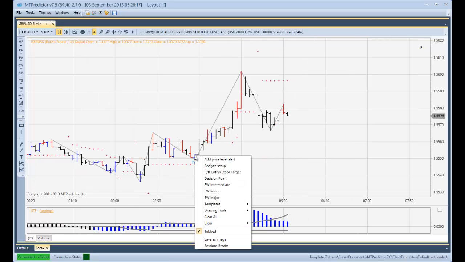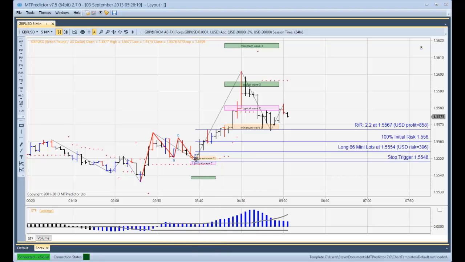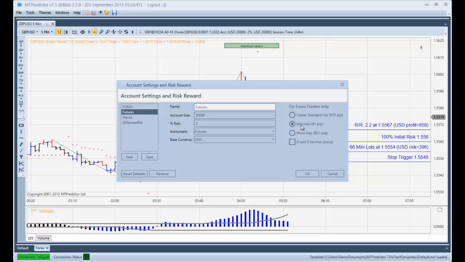So if I right mouse click over the blue buy bar, analyze setup, you can see here's our initial trade information. Remember, we use correct position sizing to vary the number of lots in this case because we're trading Forex, to keep our initial risk small under control. Here I'm actually trading mini lots, but you can, under account management, tell the software whether you're going to trade mini lots, micro lots or standard lots. So it's up to you to set this here.